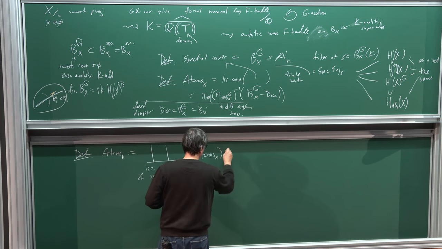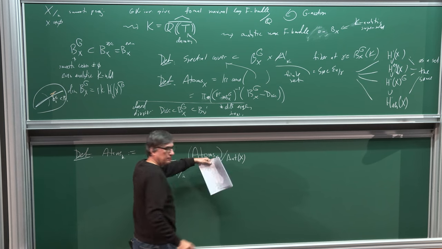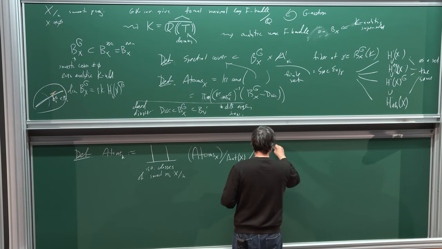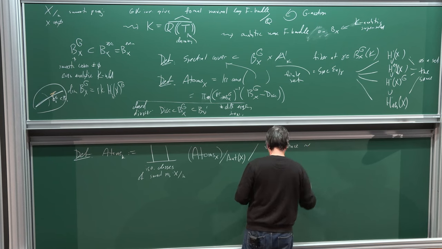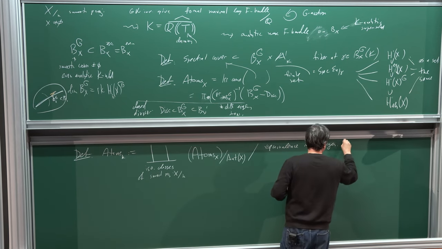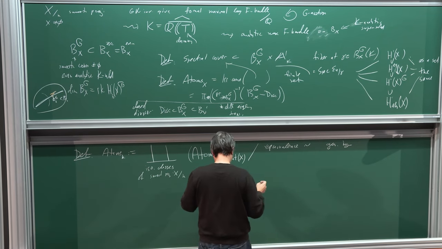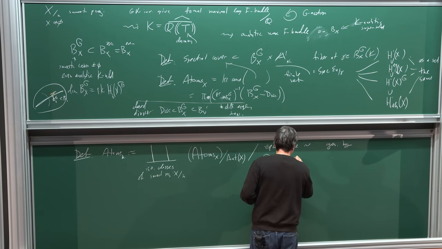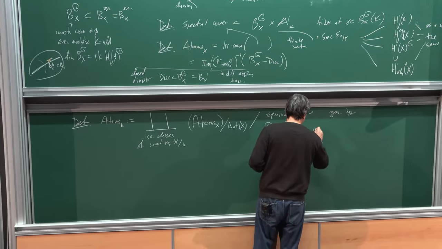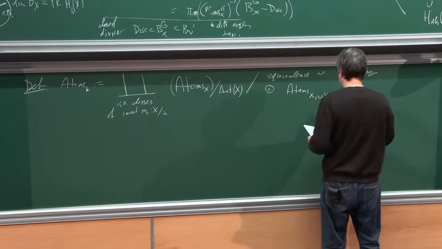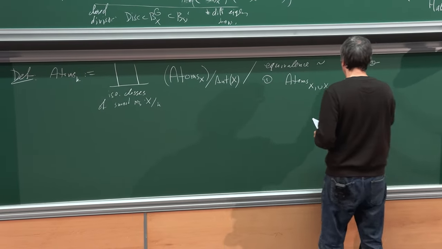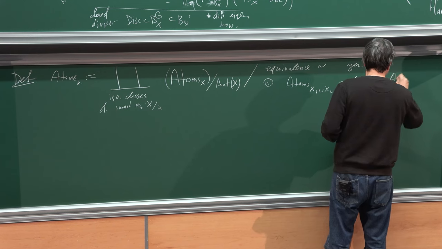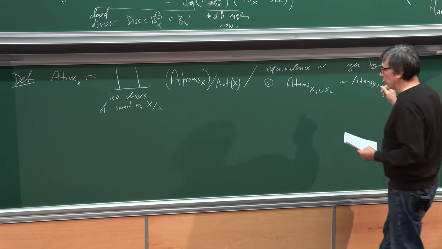I take the atoms of X and divide by maybe the automorphism group of this variety, which, because it's a natural construction, the automorphism group of X somehow acts. You get a quotient set, and mod out by an equivalence relation, the relation generated by three things. First, consider atoms of the disjoint union, let's say, of two varieties. And that I can identify with atoms of X1 and atoms of X2.